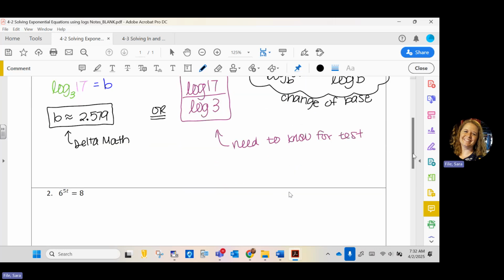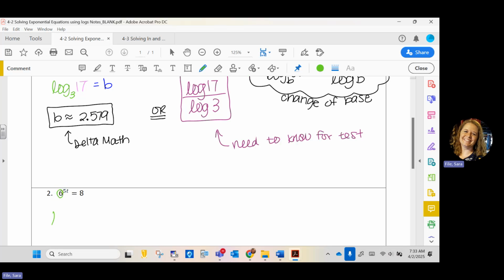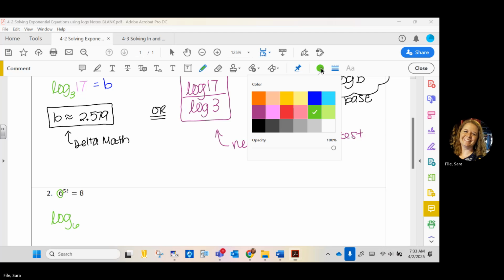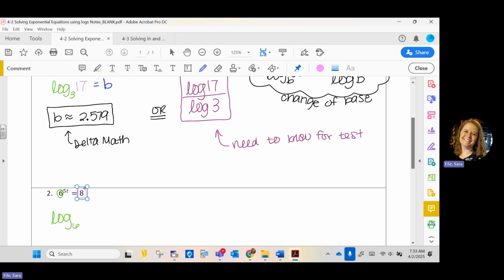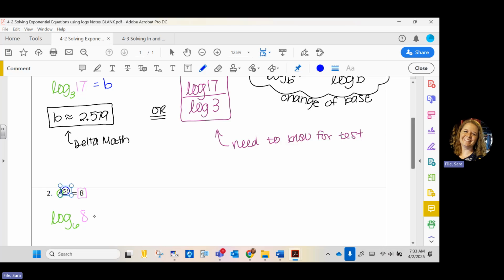Okay. Now, number 2 says we've got a base 6 to the power of 5t equals 8. Again, the exponential term is already isolated. There's nothing outside of this base to a power that I need to move. There's no coefficient. There's nothing being added or subtracted. It's isolated. So I'm ready to rewrite this in log form. So again, my base is 6, so this is going to be log base 6. My argument is going to be that 8, and it is going to equal the exponent, which is 5t.